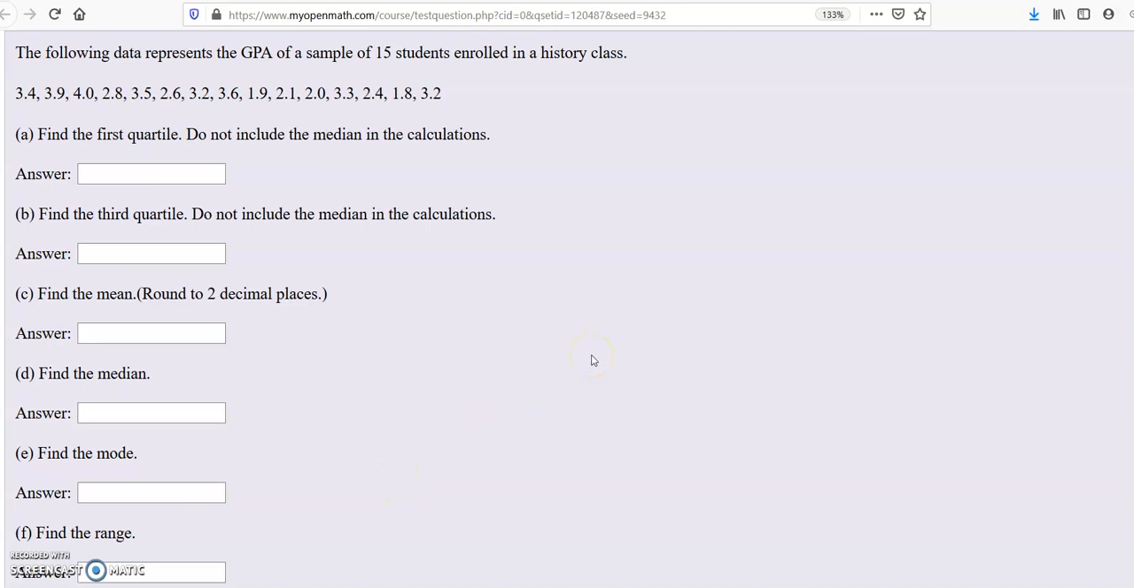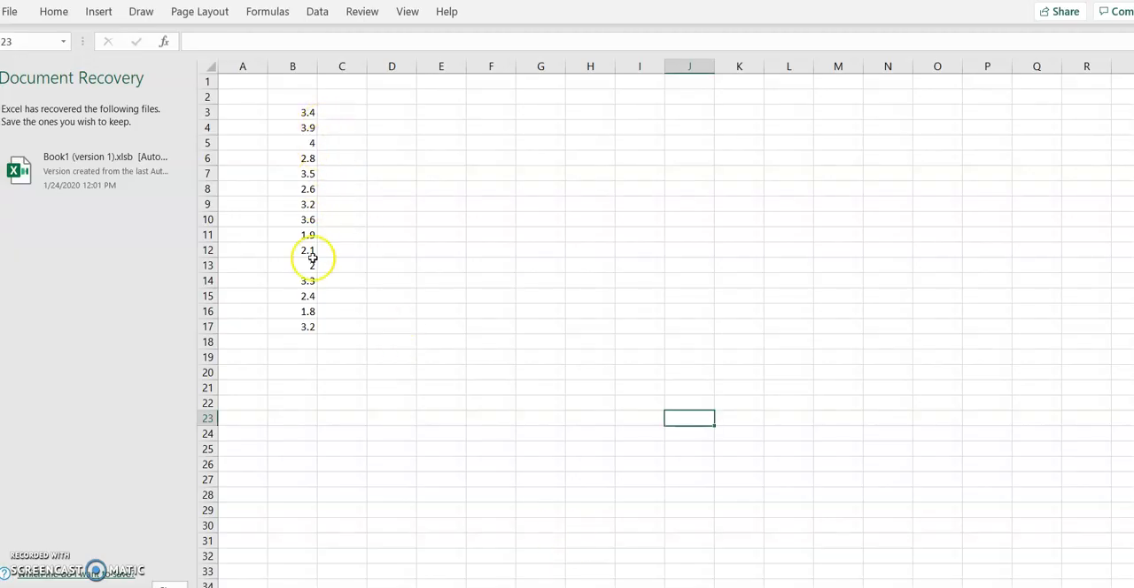Okay, I have figured out a way to do these quartiles much easier with Excel. And as I explained before, Excel is key to passing statistics. So here's your data, all right, 15 data points. The first thing you do is type in the data points. You do not have to type them in order. That's the nice thing. Just type them in as they come in.